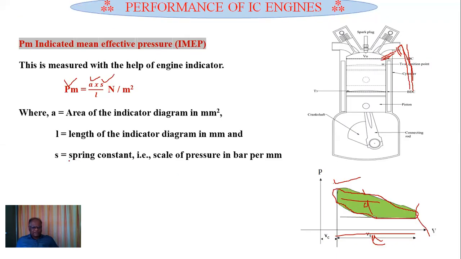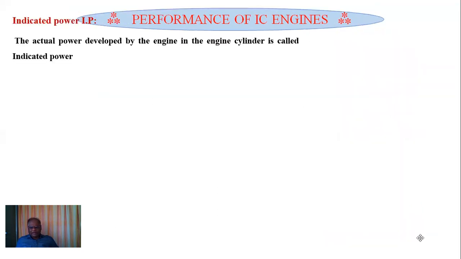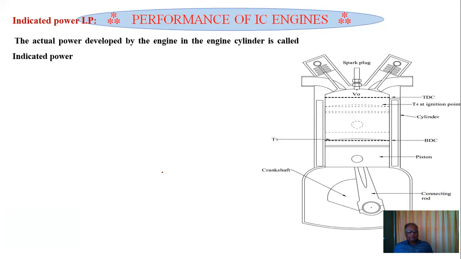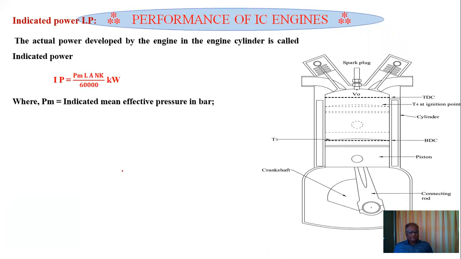One thing has to be noticed. Here, the spring constant will be in bar per mm of length. It is not mm squared. Now, let us move on to how we can calculate the indicated power. You know that the power generated inside the engine cylinder is called the indicated power. To find this indicated power, we need the area of the cross section of the cylinder. The cross section of the cylinder is always circular, so you use the area of a circle formula to calculate the area of the cross section of the cylinder.